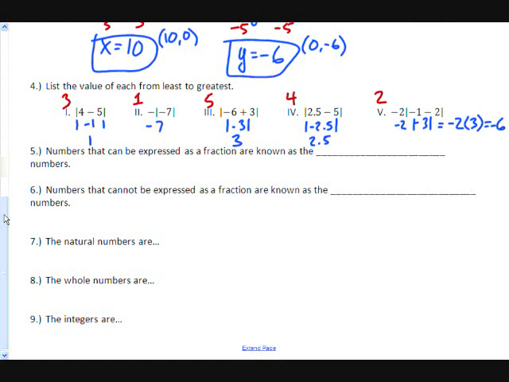This one says numbers that can be expressed as a fraction are known as blank numbers. The rational numbers are the ones that can be expressed as a fraction. The irrational numbers, if we look at number 6, are the ones that cannot be expressed as a fraction. So if you can express a number as a fraction, it's a rational number. If you can't, it means it's irrational. Those are numbers like pi, where we have never-ending, never-repeating decimals.